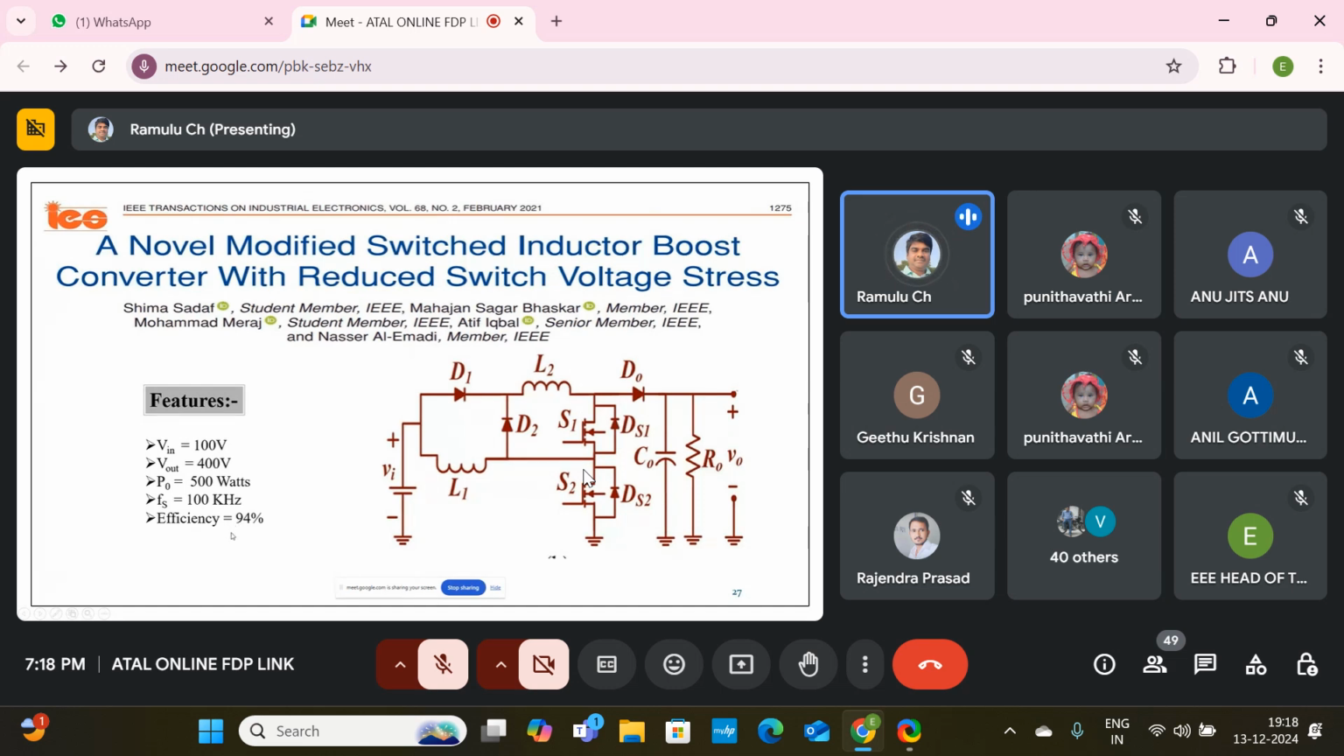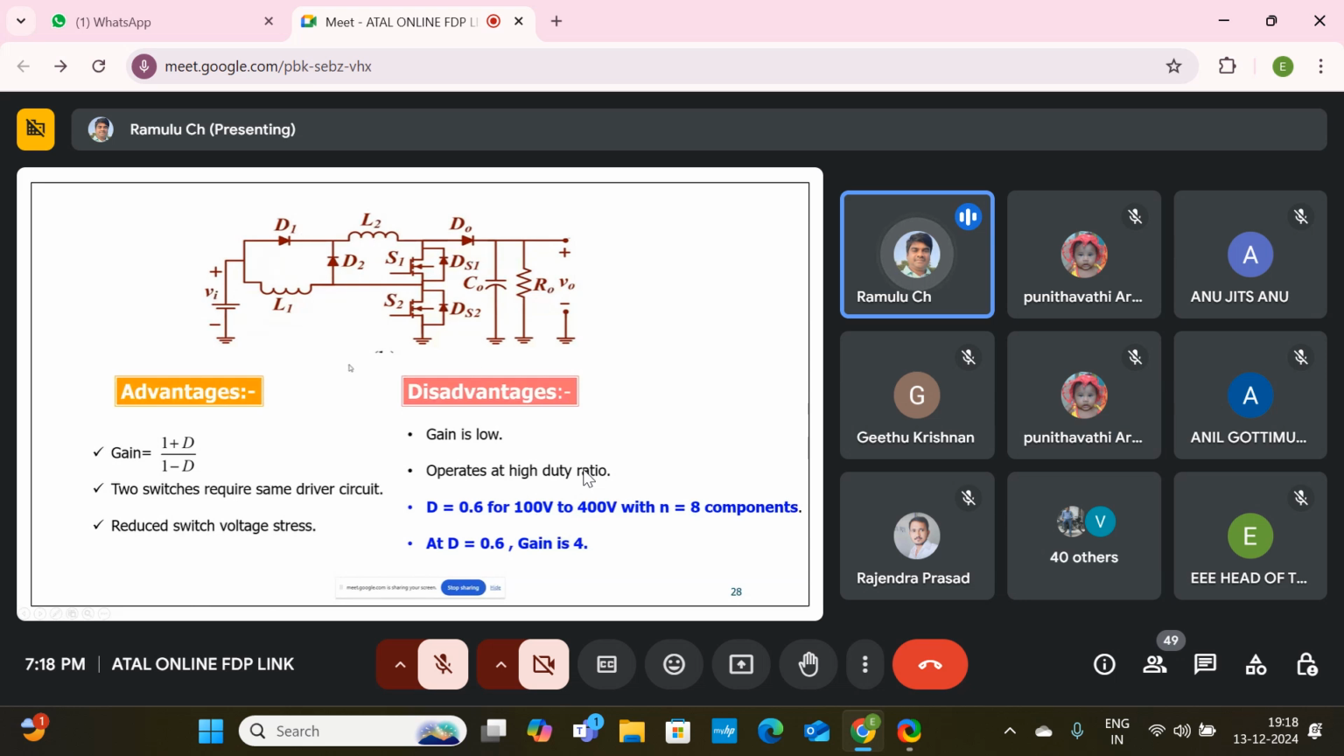Everything is fine. Then what is the problem? The advantages: the gain is (1+D)/(1-D), and only 2 switches are used, S1 and S2, which require the same driver circuit. Therefore, the generation of the pulses is also very easy. The voltage across the switches is also reduced with respect to the gain. These are the advantages, no doubt.